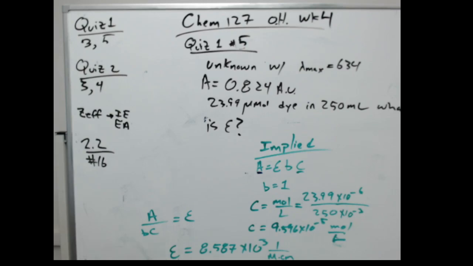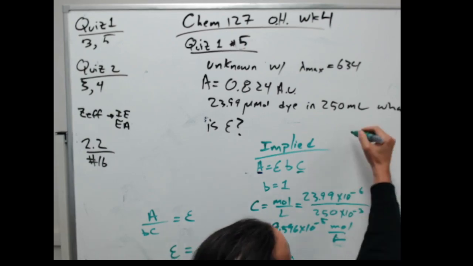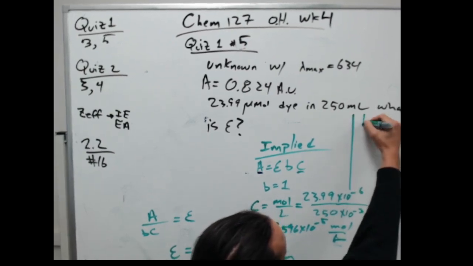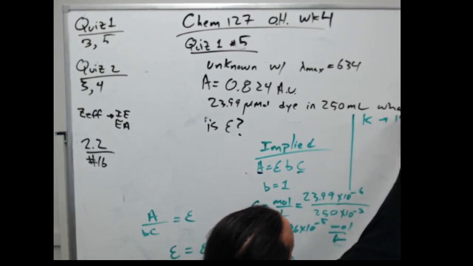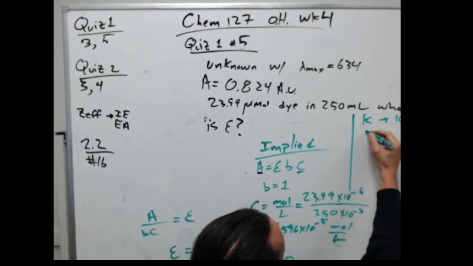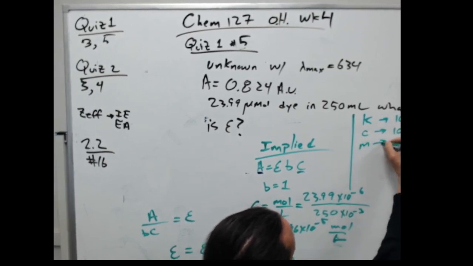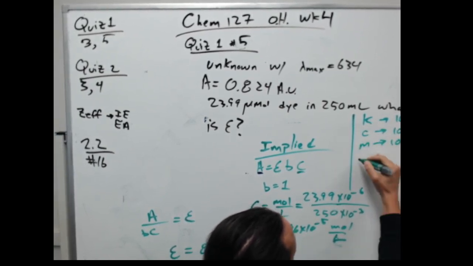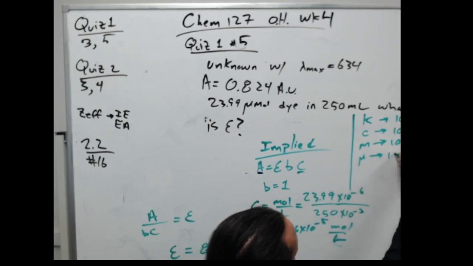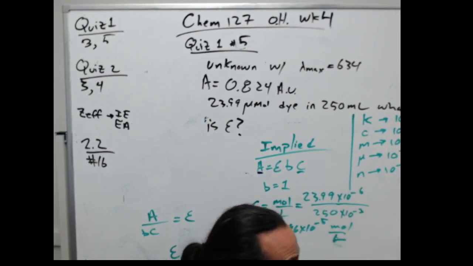Yeah, and there's 5 that I encouraged you to remember. Kilo being 10 to the positive 3, centi being 10 to the minus 2, milli being 10 to the minus 3, micro 10 to the minus 6, nano 10 to the minus 9.